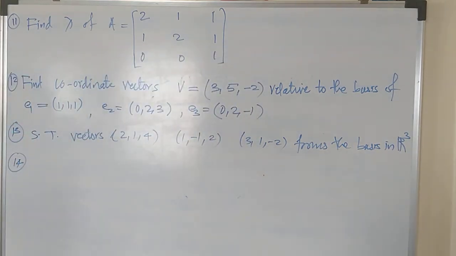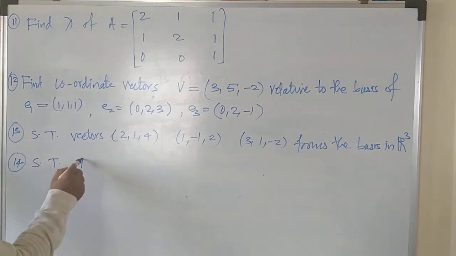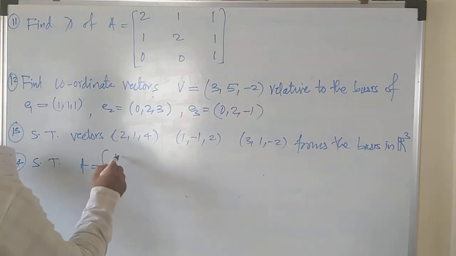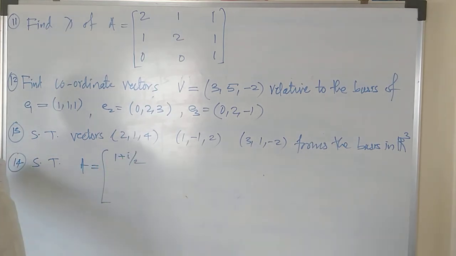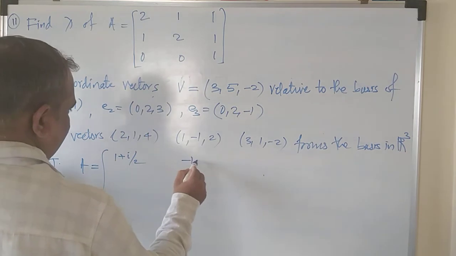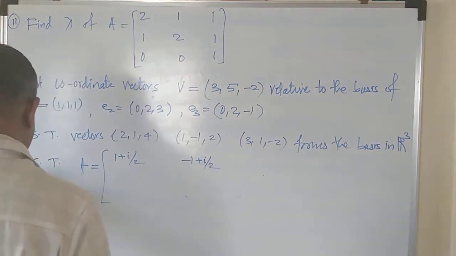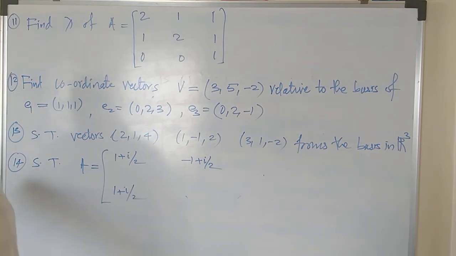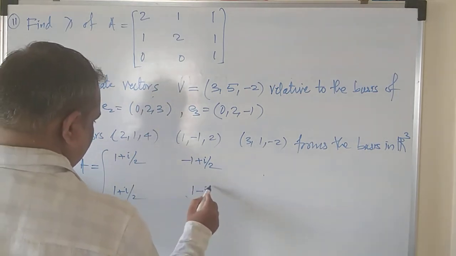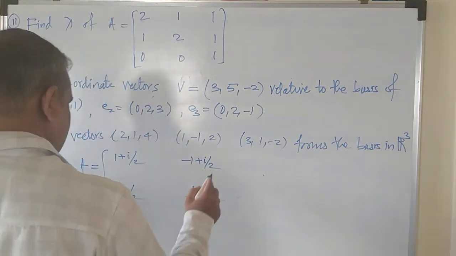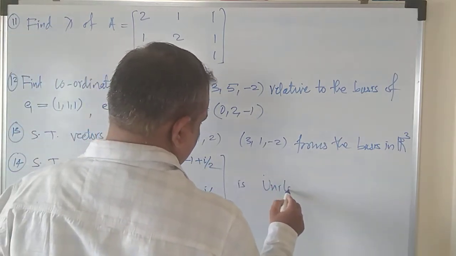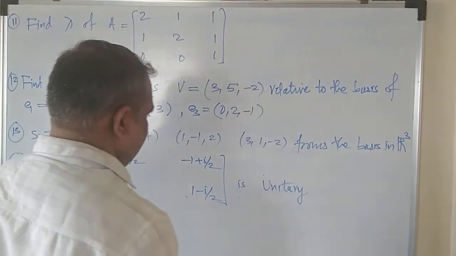Next, 14 is show that the given matrix A, 1 plus i by 2, minus 1 plus i by 2, 1 plus i by 2 and 1 minus i by 2, is a unitary matrix.